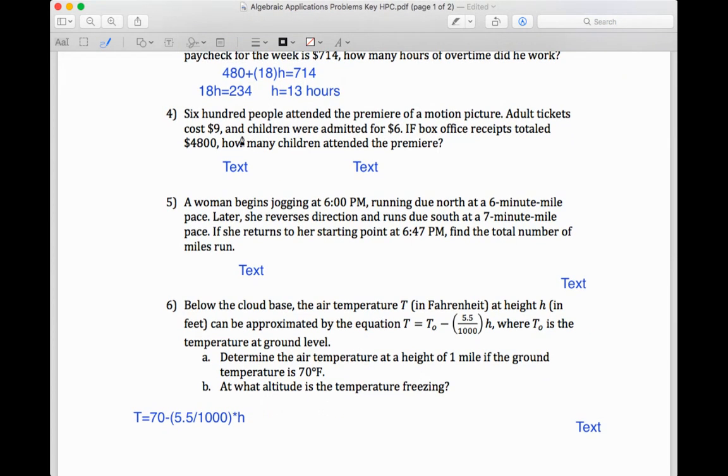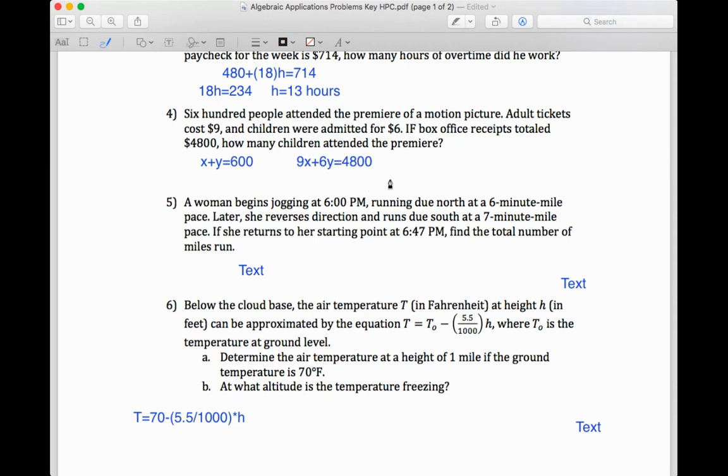On number 4, this is going to be a system of equations. We did this last year. So it says 600 people attended the premiere of a motion picture. Adult tickets cost $9 and children's tickets cost $6. If the box office receipts totaled 4,800, how many children attended the premiere? Okay, so the first thing we need to notice is that between the adults and the children, there were 600 people that attended this premiere, where we can say x is the number of adults and y is the number of children. We also know that $9 for every adult plus $6 for every child added up to $4,800.